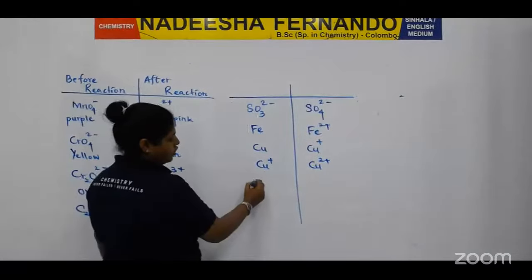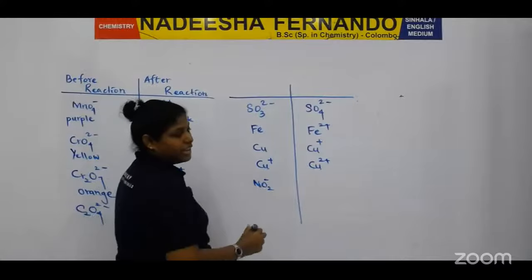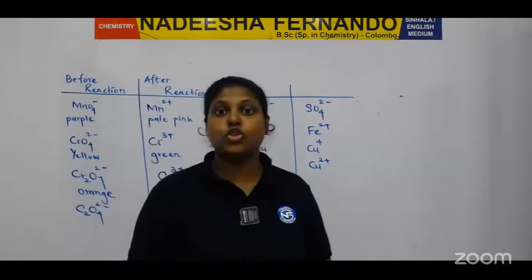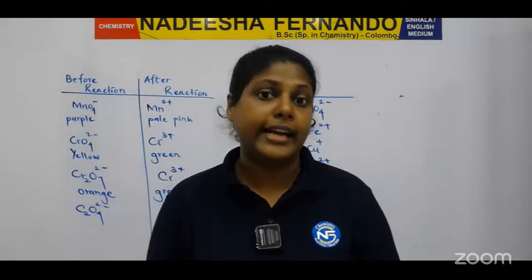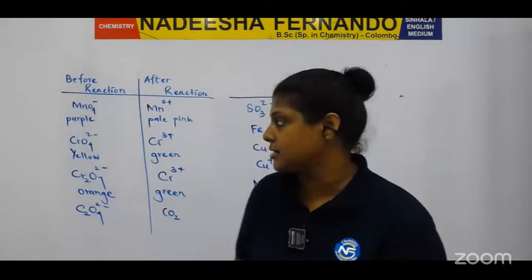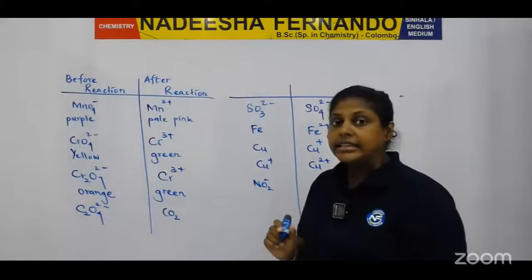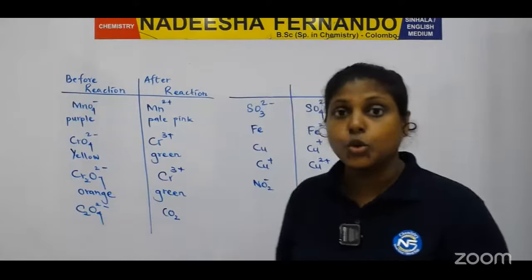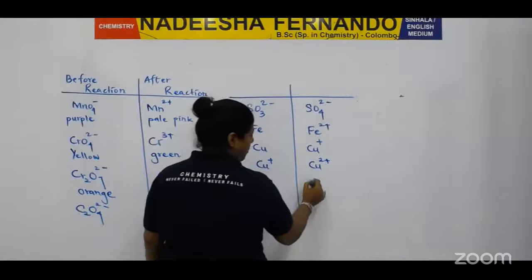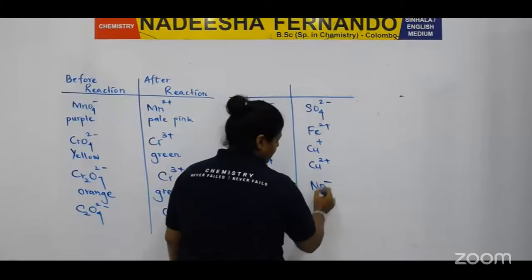When we have NO2 minus, please go through the note. NO2 minus is a polyatomic ion. That's called nitrite, I-T-E, nitrite. It changed to nitrate, forming NO3 minus.